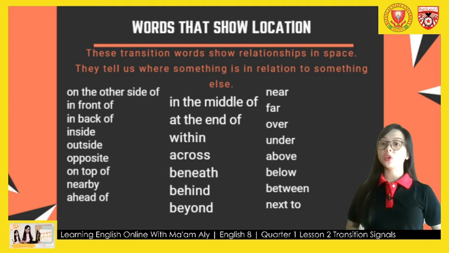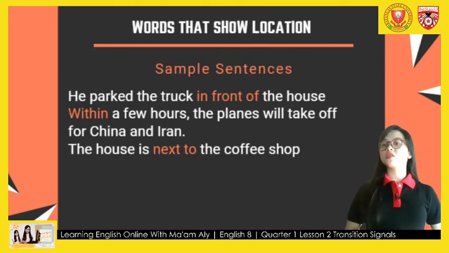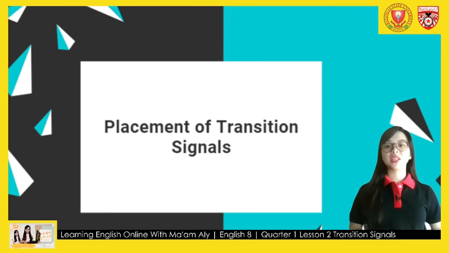These transition words show relationship in space. They tell us where something is in relation to something else. On your screen are words that show location. Meanwhile, here are sample sentences for the transition words that show location. Please read. Let us now proceed to the placement of transition signals.